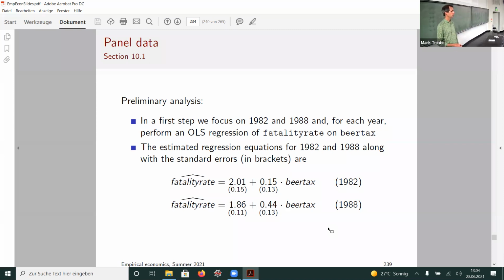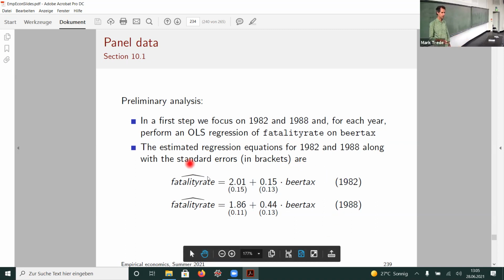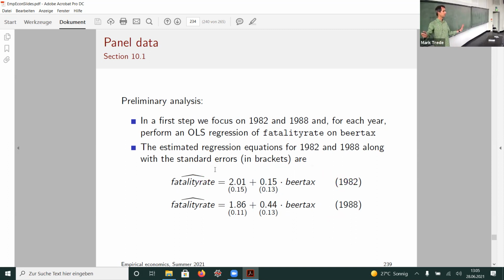And one way to start with the analysis is just to ignore the panel approach and use data from 1 year, in which case we have a cross-section of data. So let's use the first cross-section, that's the data from 1982, and just ignore everything else. So it's just a normal regression, just what we did all the time. So you run a regression of the fatality rate on the beer tax, and this is what you get. This is the intercept, 2, and this is the slope coefficient.